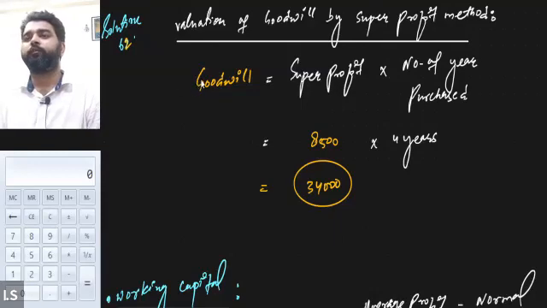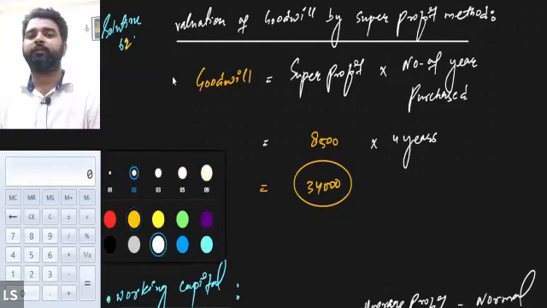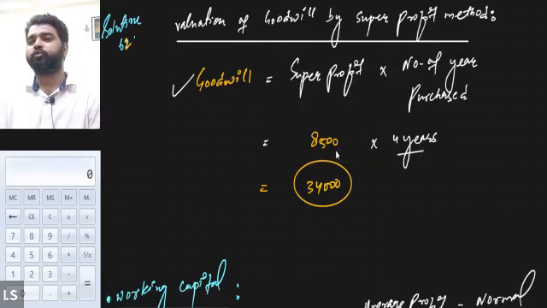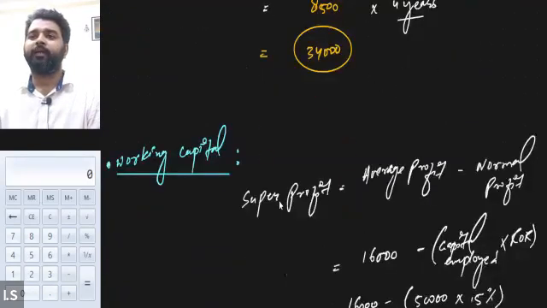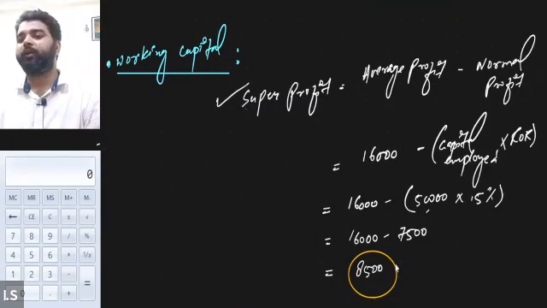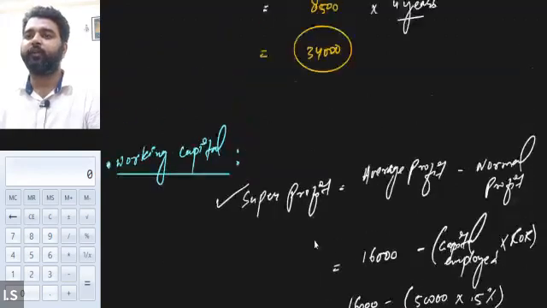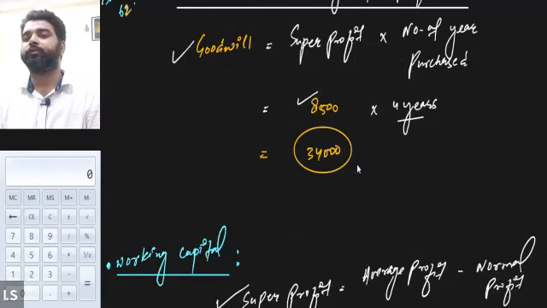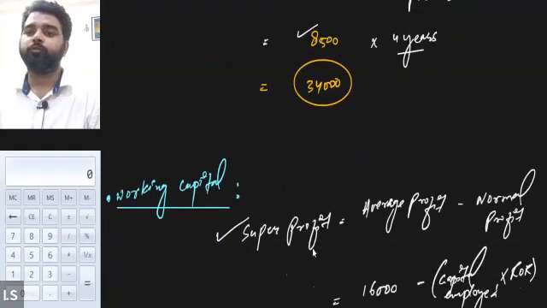First of all, since we need to find out the goodwill by super profit method, we will simply apply the formula of goodwill by super profit method. This is the formula: super profit into number of year purchases. The year purchase is already given in the question. For super profit, we will make a working note, and by using this working note we can calculate the super profit. Super profit will be 8,500, and I've taken the same value here in our main working, 8,500 into number of year purchases, which will be 34,000.